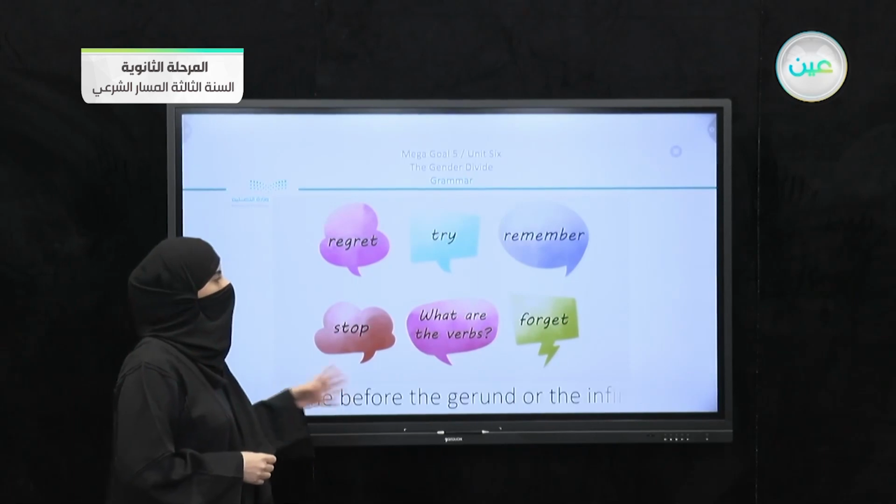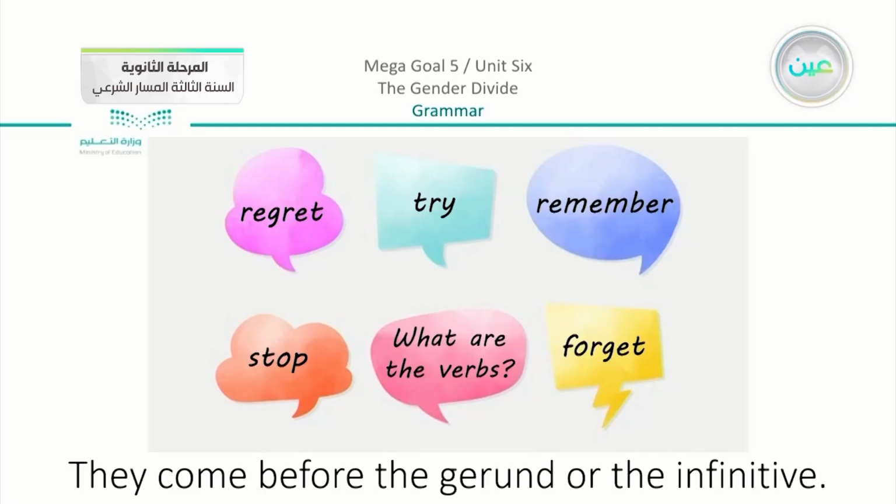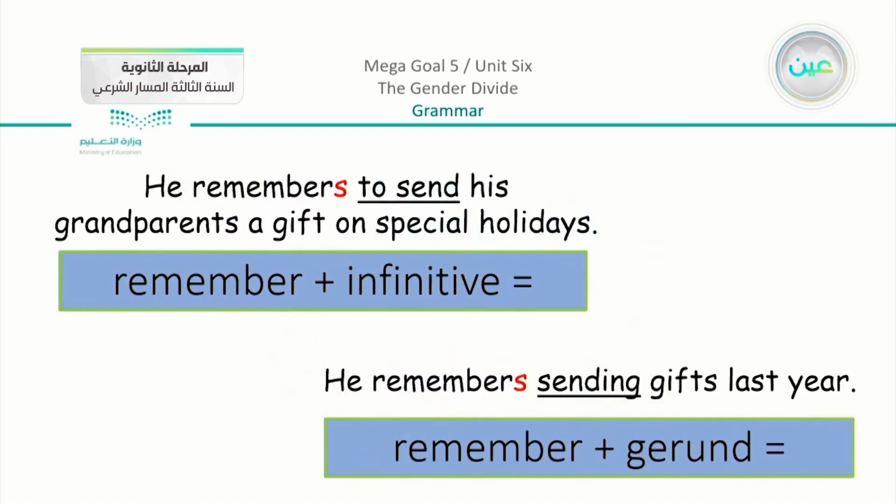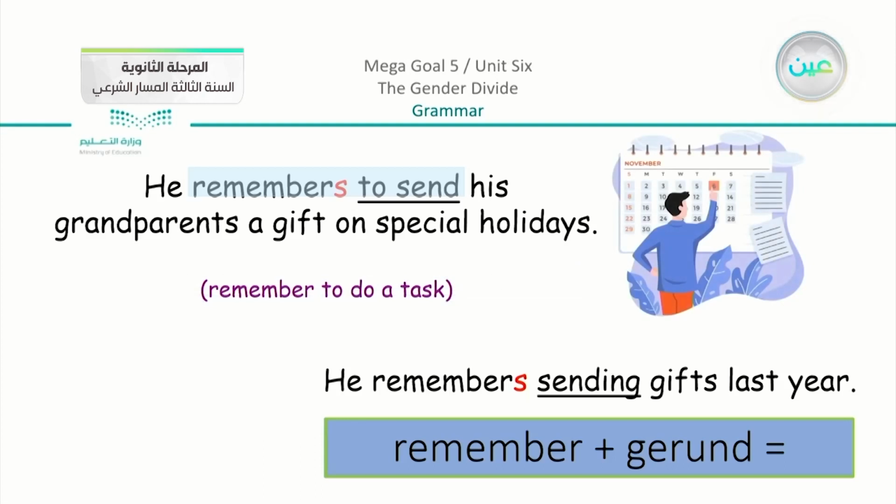So we have here our idea. Now, they come before the gerund or the infinitive, as we said before. For example, let's just see the difference in meaning. He remembers to send his grandparents a gift on special holidays. You can see that we have here remembers to send. So we have the infinitive here with the verb remembers. Now this means that he remembers to do a task.